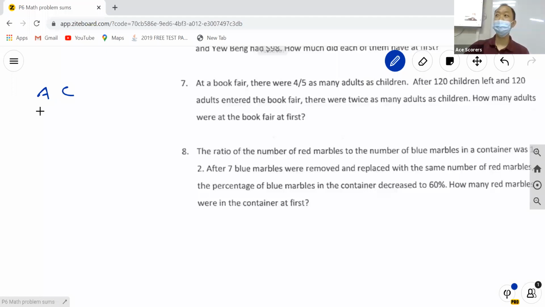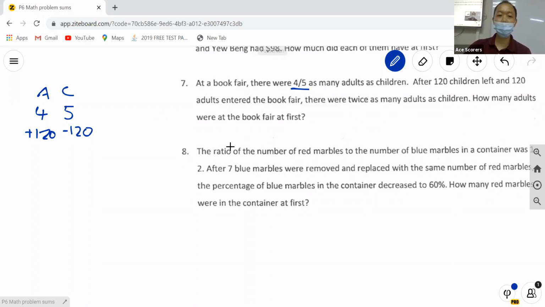Adults how many? 4. Then children how many? 5. Okay, get it? How did I get 4/5? They say 4/5, right? So after 120 children left and 120 adults entered the book fair, children minus 120, adults plus 120, right? So what do you realize about this? If you minus 120, then you add 120, what happens to the total? Same. Yeah, the total is the same, no difference.